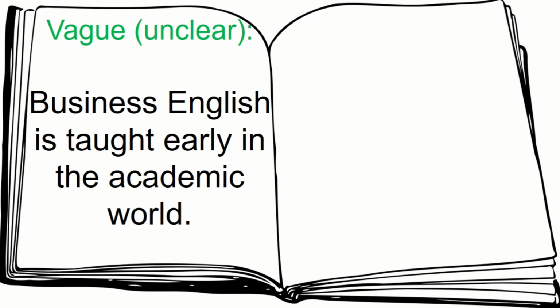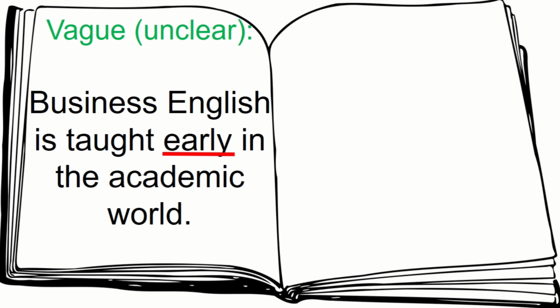Let's have an example of a statement or sentence with a vague language. Business English is taught early in the academic world. In this example, the word early lacks precision because it is not specific. Maybe we can ask, is it taught in the first day of school, or first year or second year of taking the course?